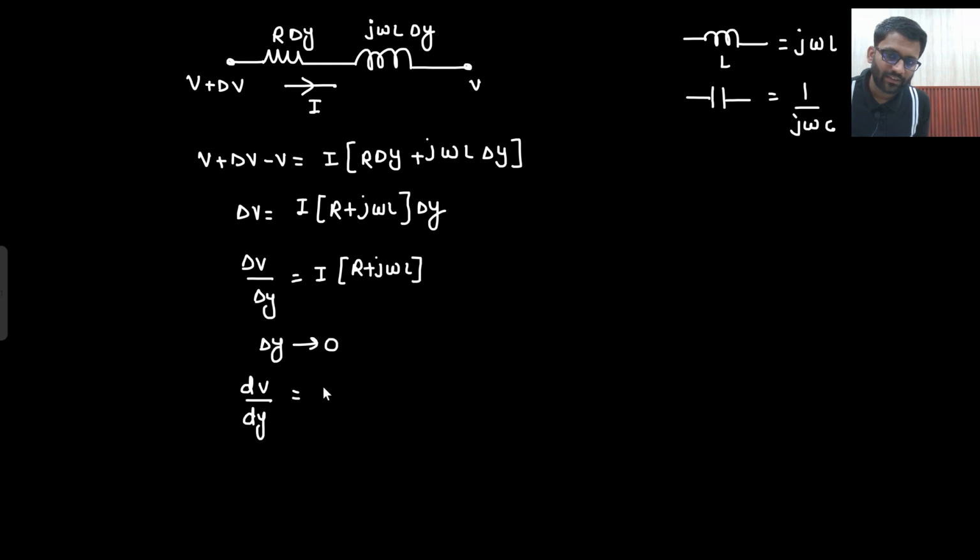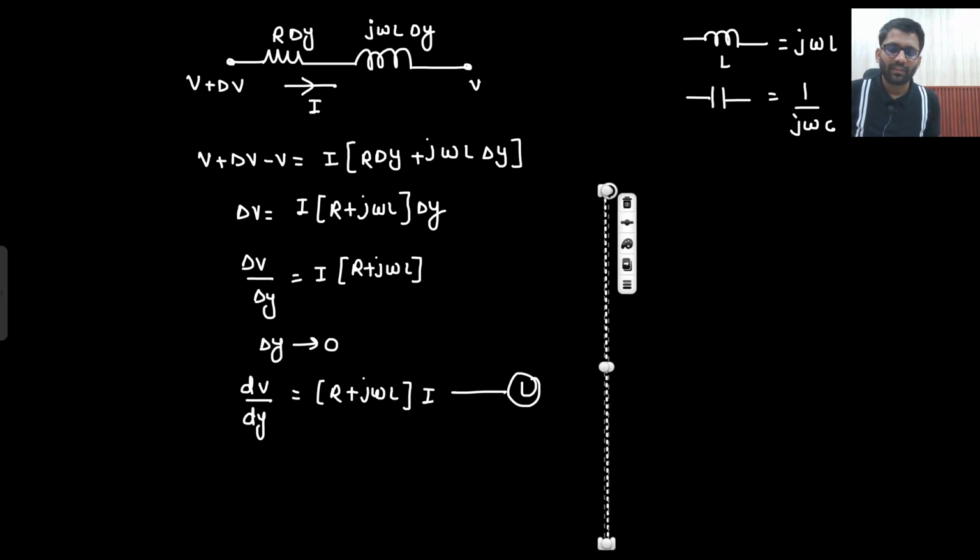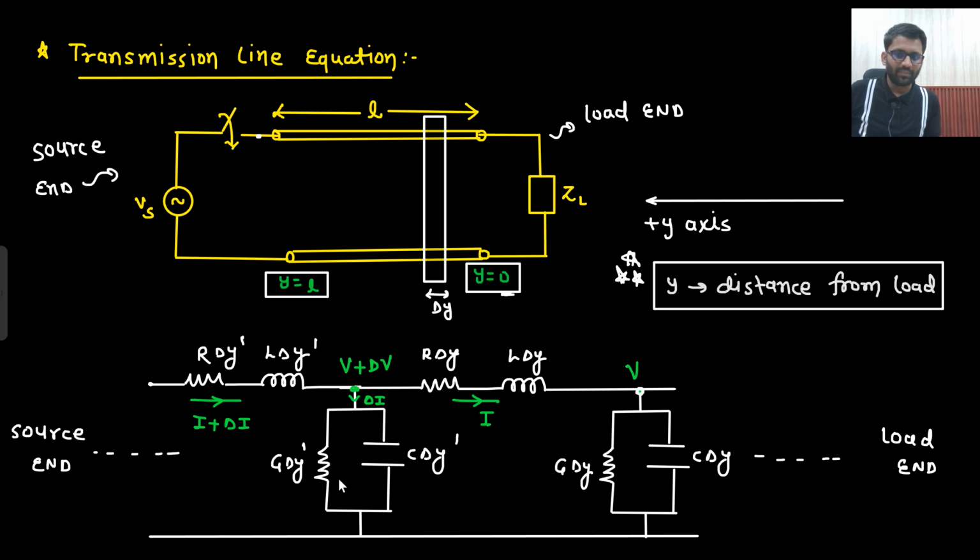So dV by dy is equal to (R plus j omega L) into I. This is equation number 1. Okay, the same thing you can do with this GC pair.